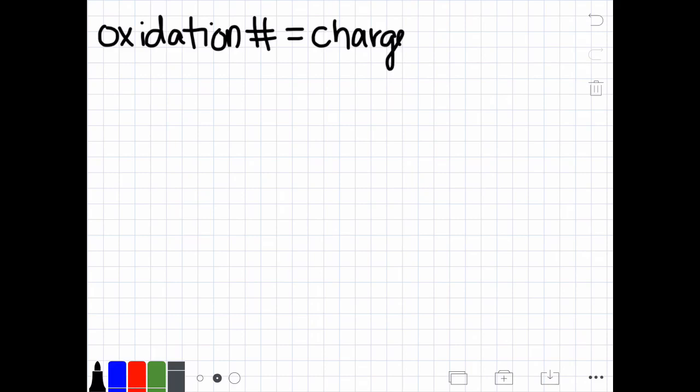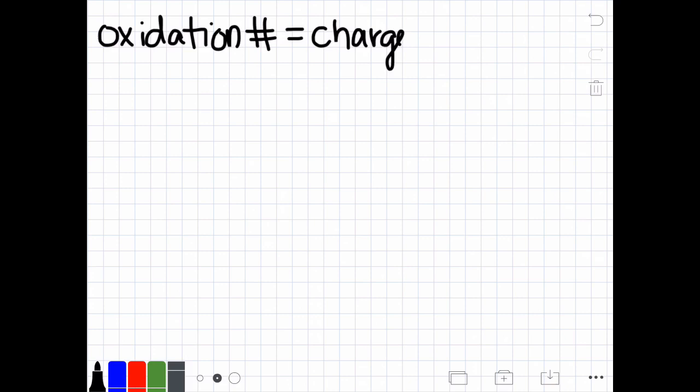If you're looking at the worksheet that you have labeled Electron Configuration Ion Charge, we are going to start by going through the first example on that sheet. But before we do that, let's just talk a little bit about what oxidation number is.